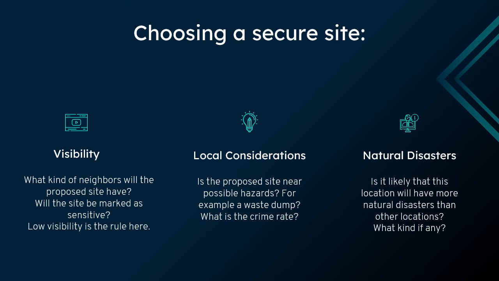Secondly, we have local considerations. Is the proposed site near possible hazards, for example, a waste dump? What kind of local rate of crime, such as forced entry and burglary, is there? Natural disasters. Is it likely that this location will have more natural disasters than any other locations? Natural disasters can include weather-related problems such as wind, snow, flooding, and so forth, and the existence of an earthquake fault.